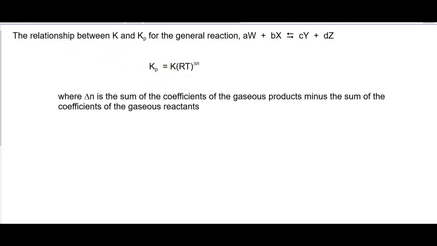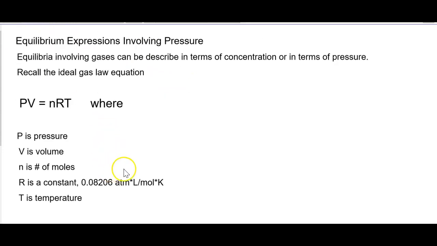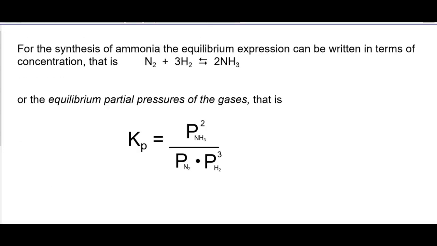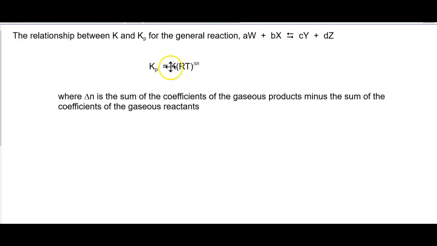R is a constant. That constant, I believe, was back on this page right here, 0.08206 atmospheres times liters over moles Kelvin. So R is a constant. And because R has units of temperature in it, Kelvin, then our T, in order for it to cancel, has to be converted into Kelvin. Pretty much anything in chemistry needs to be converted into Kelvin, all Celsius or Fahrenheit converted into Kelvin before using. So back to the relationship here. So Kp equals K, (RT), R is a constant, T has to be in Kelvin, raised to the change in mole totals.